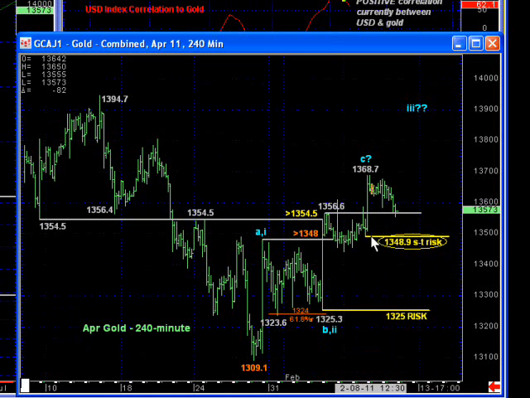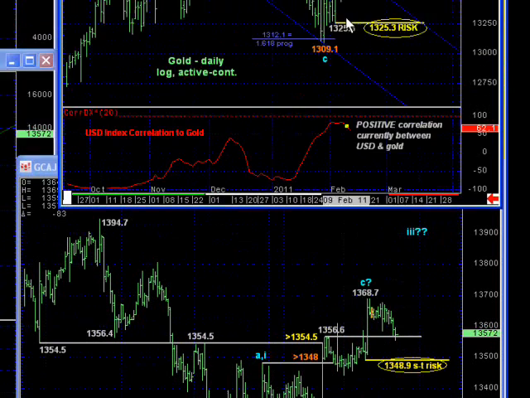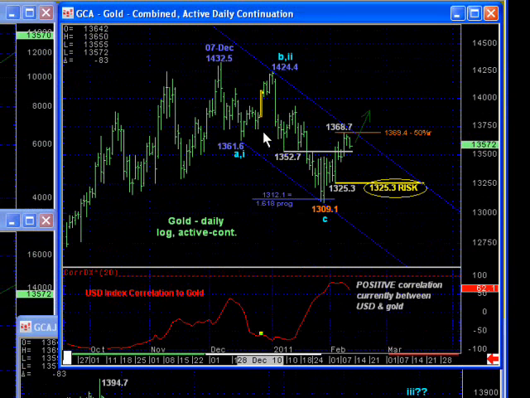If it cannot, then it's going to increase the odds that this recovery over the past week and a half is just a 3-wave and thus corrective sequence that, within the context of the broader slide over the past couple of months shown on the daily log scale chart here, could produce sharp resumed losses to new lows below 1309.